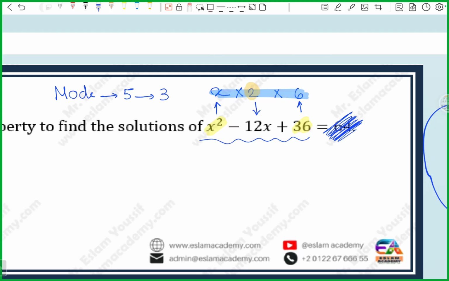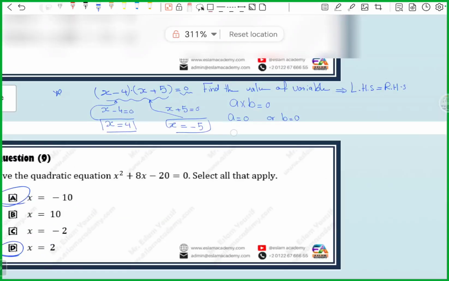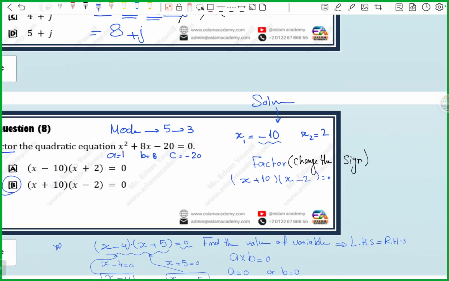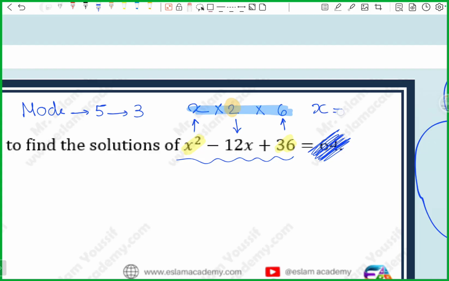What's written on the calculator? Just tell me what's written on the calculator. Only what's written. X equals 6. Only X. If you remember the previous question, when we solved it, you said that there is X1 and X2. Once there is X1 and X2, it means we have two brackets. But in this question, you will find only X is equal to 6. Is that true? Yeah.